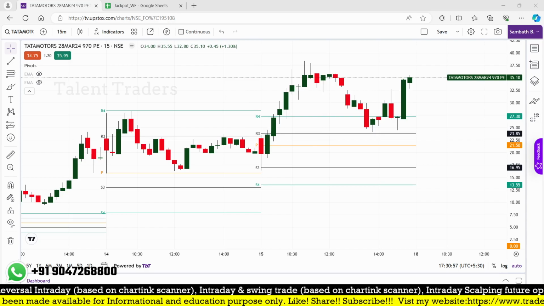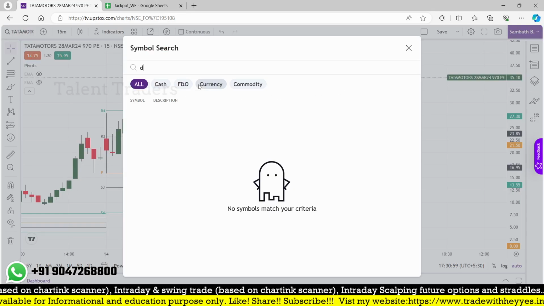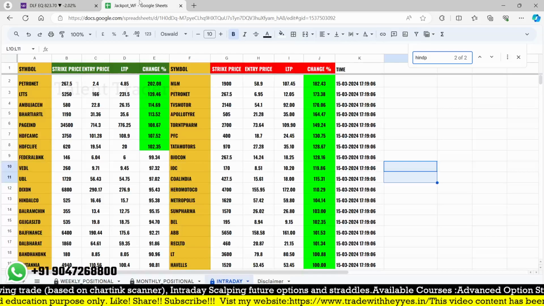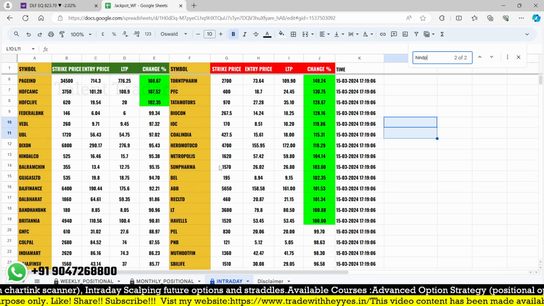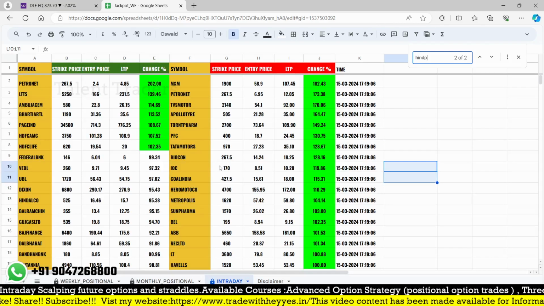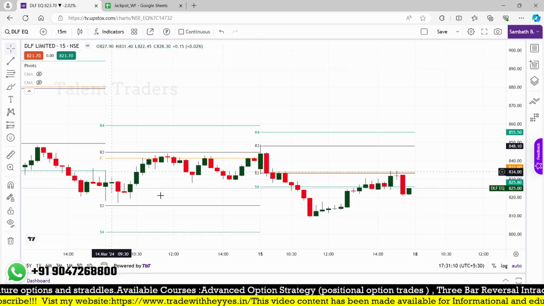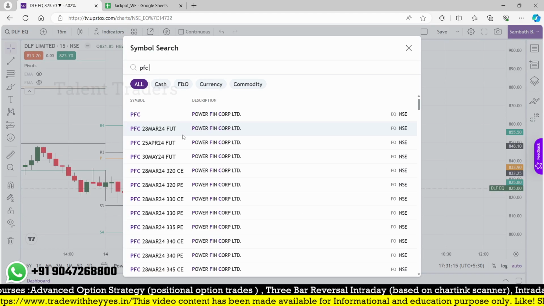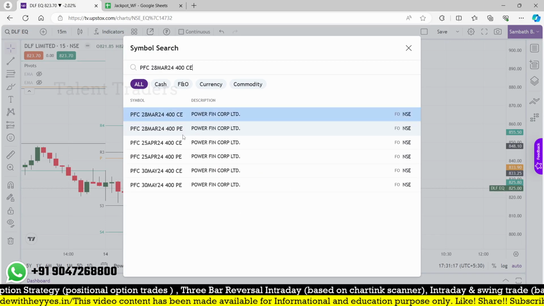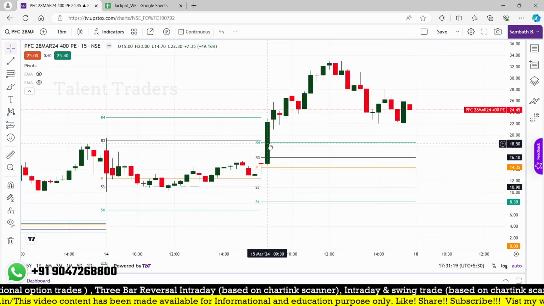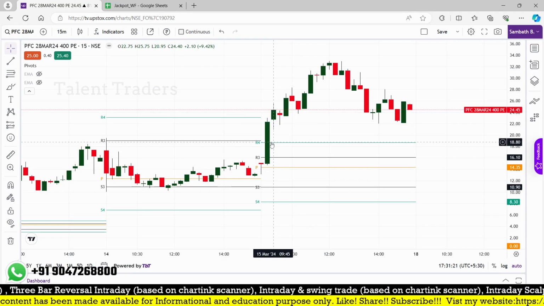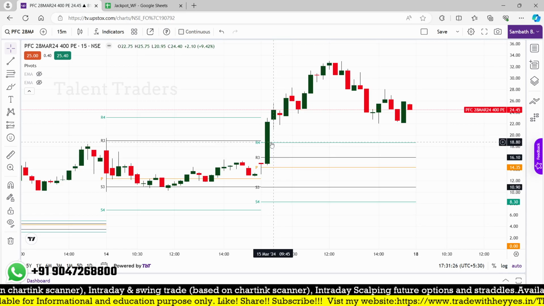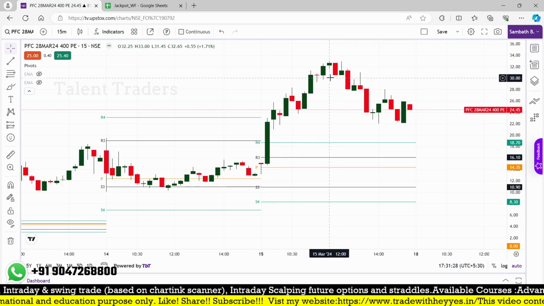Some of the trades like DLF returned back to our entry point. We saw that DLF, Coal India and PFC were the ones that gave such a good opportunity. The PFC 400 put option, which I just saw in the live market. So a big breakout happened on the second candle, because I'm watching this from 9:30, so a stock which gave me the trigger at 9:30 would be a good opportunity.